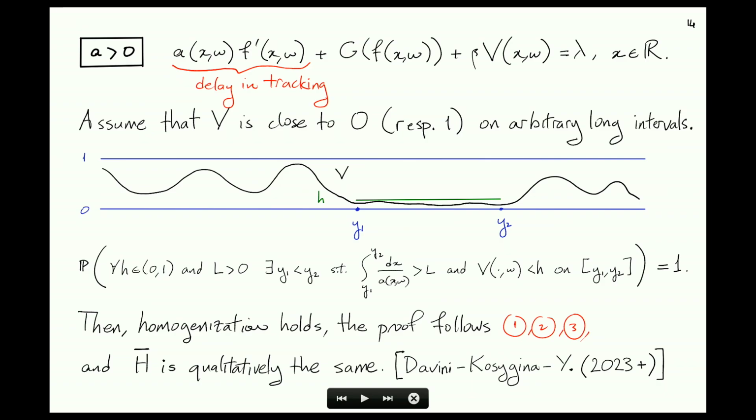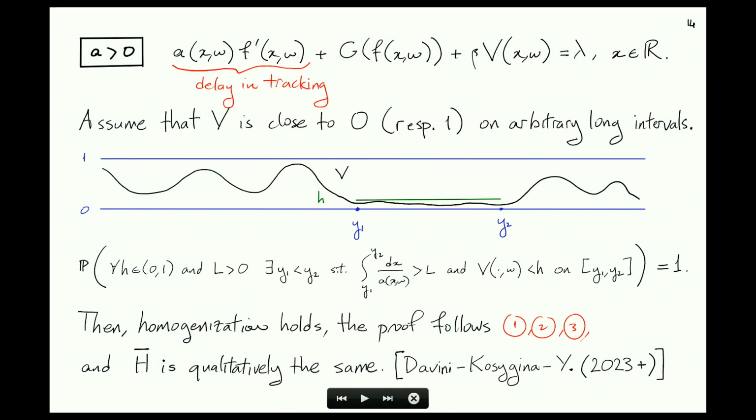And the proof follows the same inductive structure with the base cases 1 and 2 I showed you, with the quasi-convex and small bumps and decomposition. But the details are different. It's more technical, but the broad structure is the same decomposition argument. And the effective Hamiltonian is qualitatively the same as in the inviscid case. This is joint work with Andrea Davini and Elena Kosygina.